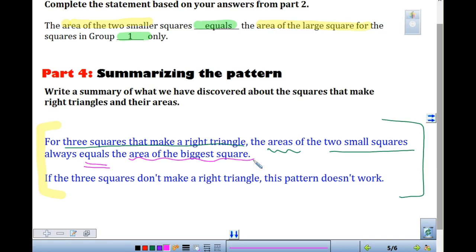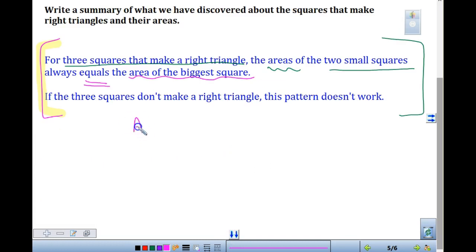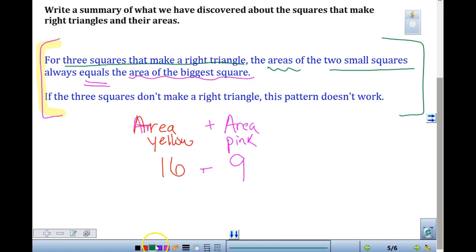But we found this. So this is in that box, and then right below it we are going to write this: area of the yellow. Our yellow was 16, right? Plus the area of the pink, which was 9, was equal to the area of the green. 16 plus 9 does equal 25.